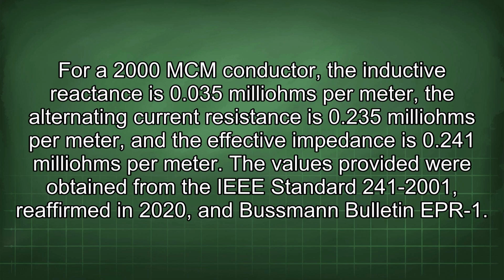For a 2000 mcm conductor, the inductive reactance is 0.35 milliohms per meter, the alternating current resistance is 0.235 milliohms per meter, and the effective impedance is 0.241 milliohms per meter.